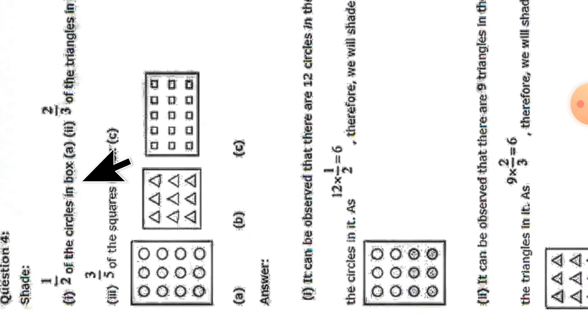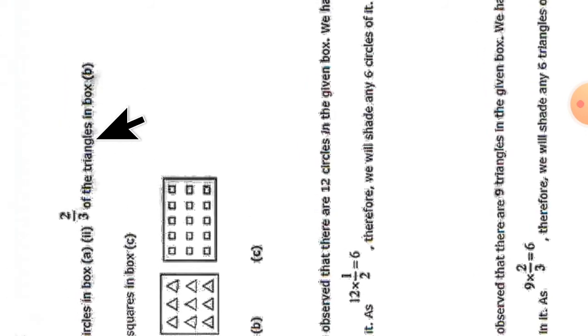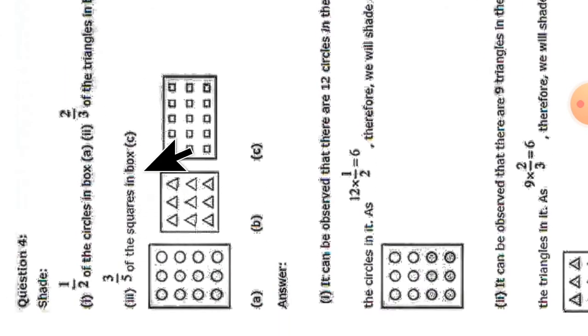Question number 6. Here shade 1 upon 2 of the circles in the box, 2 upon 3 of the triangles in the box and 3 upon 5 of the squares in the box.